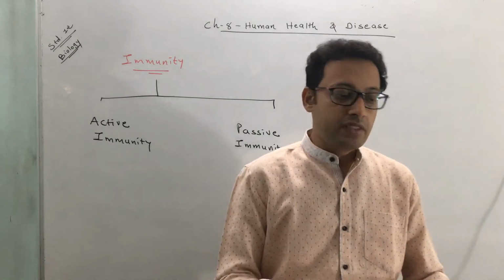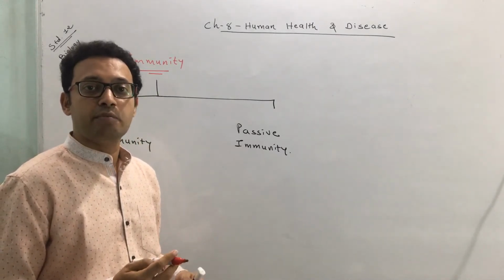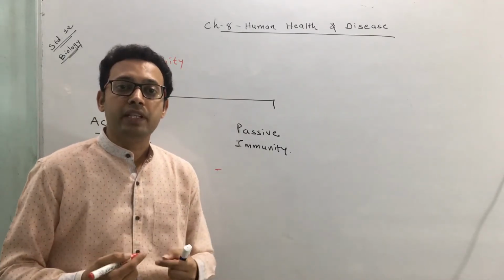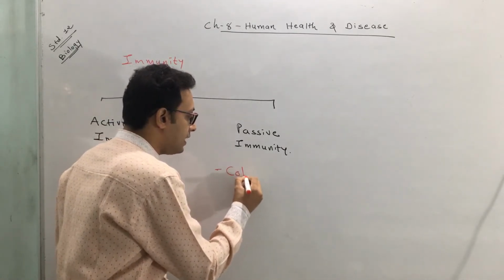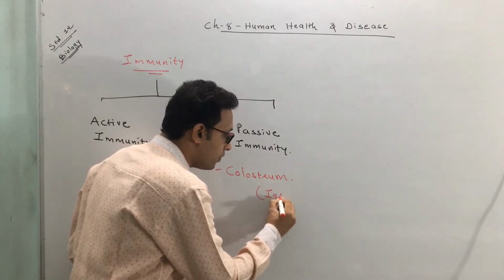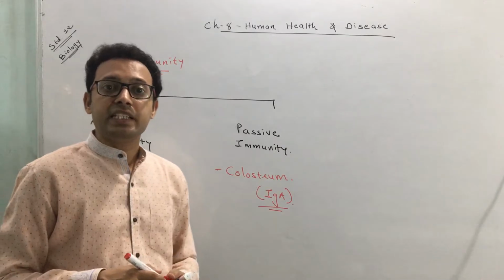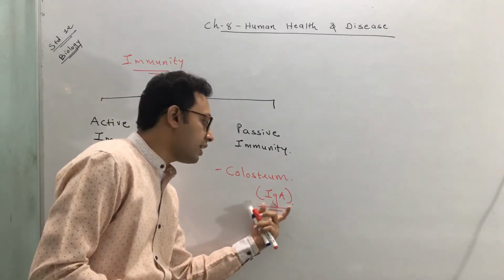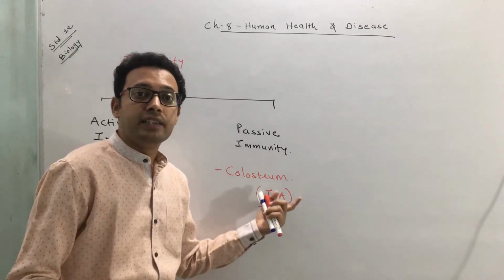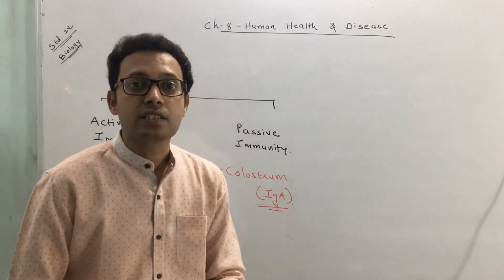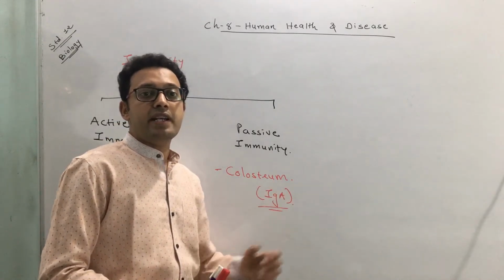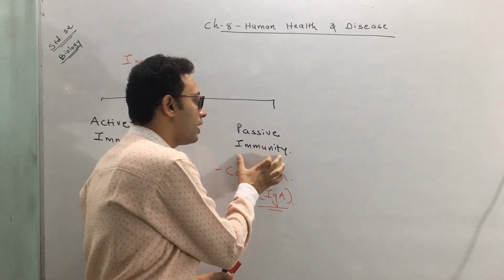I will give you one example of passive immunity. We have already discussed it in chapter number 3, but still I give you an example. In the initial days, the infant is provided the mother's milk, and that initial secretion, slightly yellowish in color, is what we call colostrum. This colostrum is rich in antibodies. The antibody is IgA, immunoglobulin A. Ig means immunoglobulin. This antibody enters into the baby and provides protection. So in the colostrum, the ready-made antibodies are delivered to a host, and such type of immunity is called passive immunity.